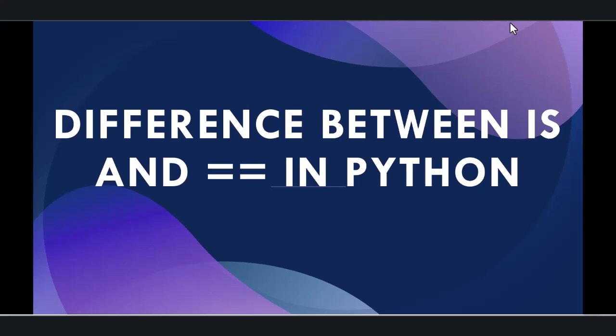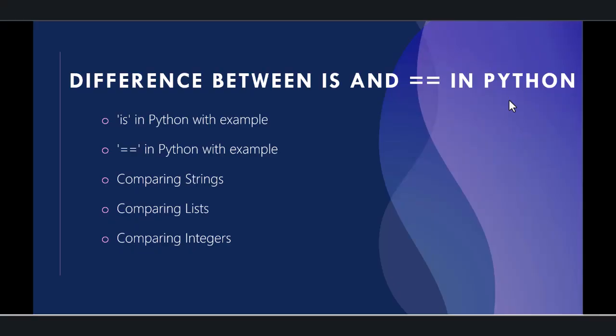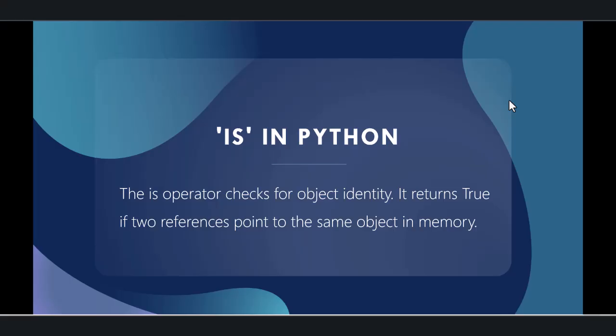I am Anjali. Today I'll discuss the difference between the is and double equal operators in Python. First we'll see what is in Python with an example, and then we'll see what the double equals operator is in Python with an example. Then I'll explain comparing strings, comparing lists and comparing integers. First let's start with is in Python.